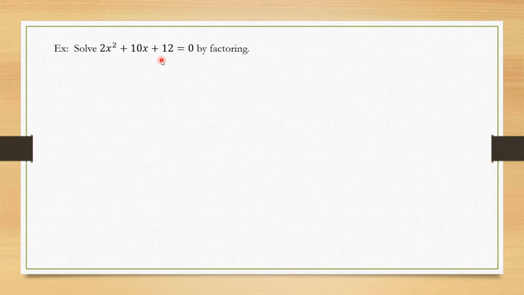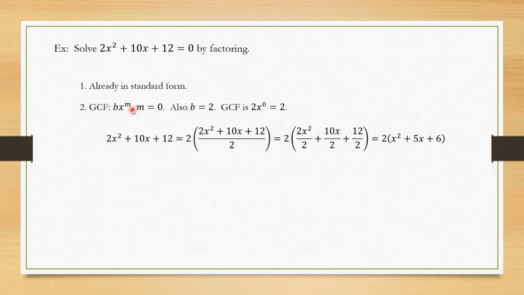Now at first, it does look like we're going to have to do factor by grouping, right? But let's get the GCF out. Remember, since there's a non-zero constant term, we can't factor out x. So x is not in the GCF. So this exponent m is 0.